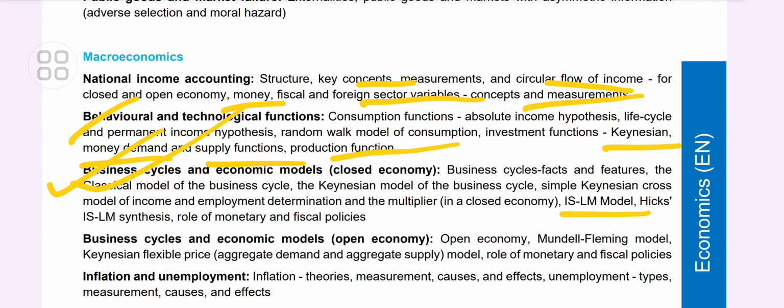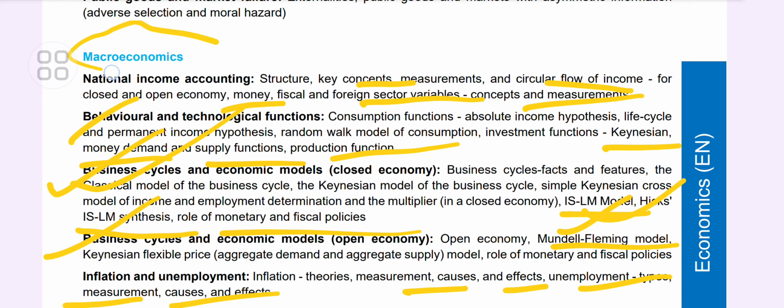it is ISLM, whether it is ISLM synthesis, role of monetary and fiscal policy, whether it is business cycle, Schumpeter, everything we need to understand. The business cycle, that is the most important part. Mundell Fleming is also there, which is very important. Inflation and unemployment, the inflation theory including cause, effect, unemployment, the types, measurement, causes and effects.